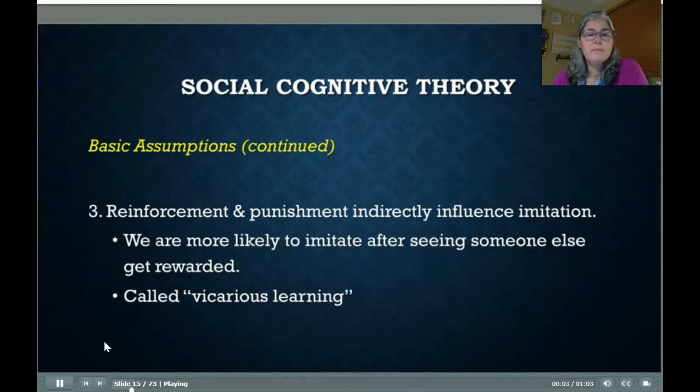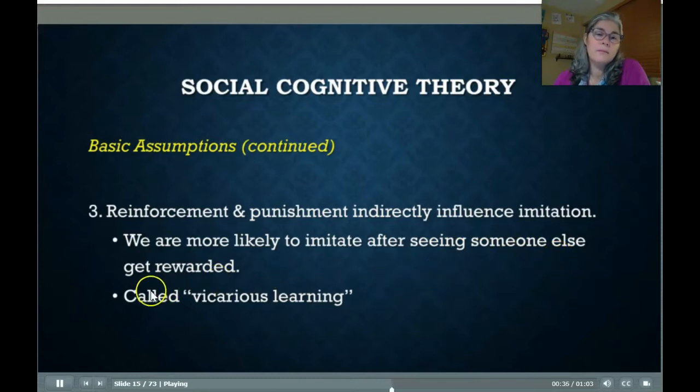Moving along, our next basic assumption brings reinforcement and punishment into this theory. But social cognitivists believe that it has an indirect influence. So what does that mean? Indirect. In operant conditioning, the way it worked was you had to be rewarded. You had to be punished in order to learn. Here it's very different. You don't have to be rewarded. You only have to see someone else get rewarded.